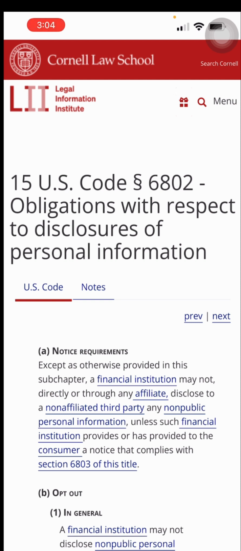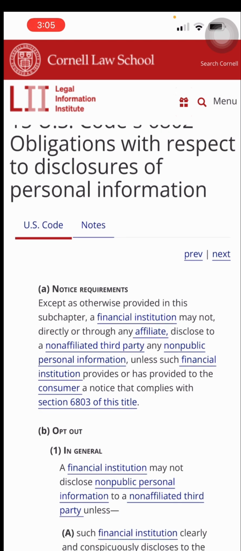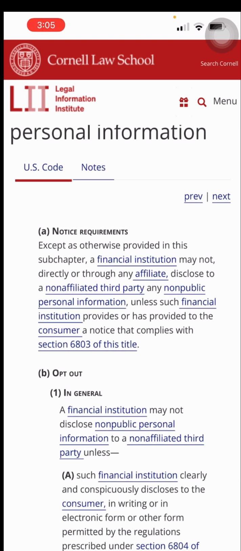The consumer reporting agencies is not Wells Fargo. Those are two different entities. Those are two different companies. They are not associated with each other. That is a non-affiliated third party. Any non-public personal information, unless such financial institution provides or has provided to the consumer a notice that complies with Section 6803 of this chapter.